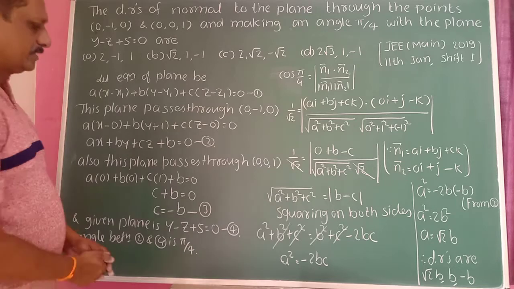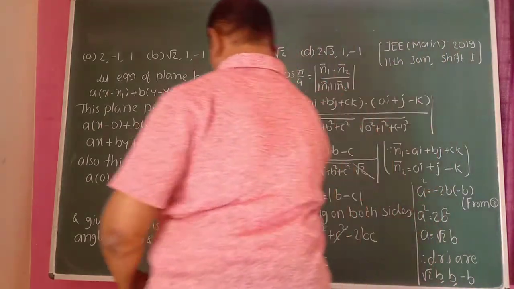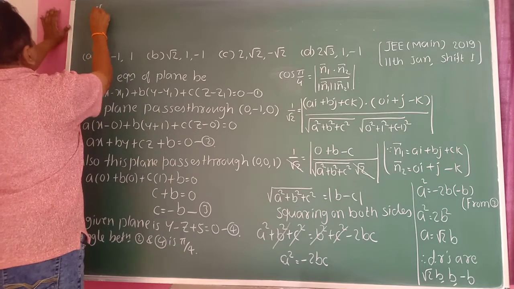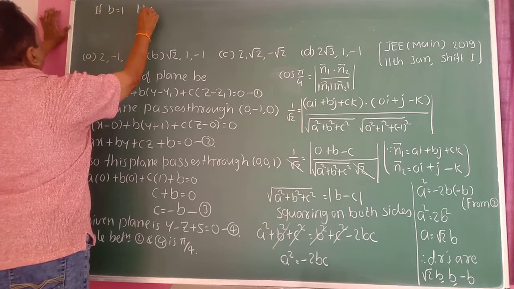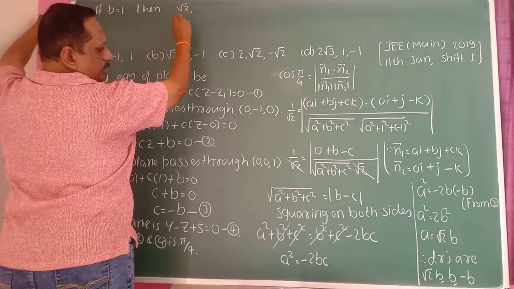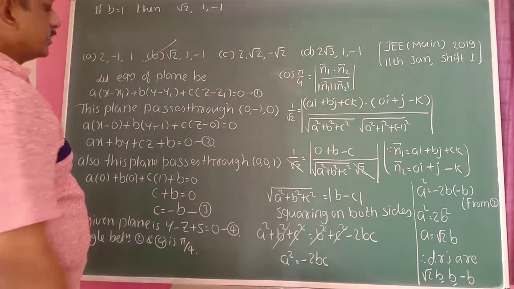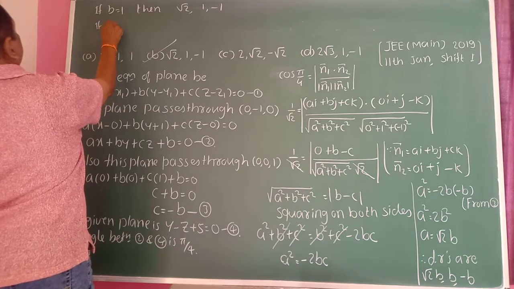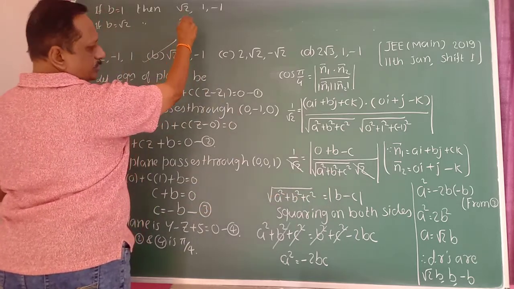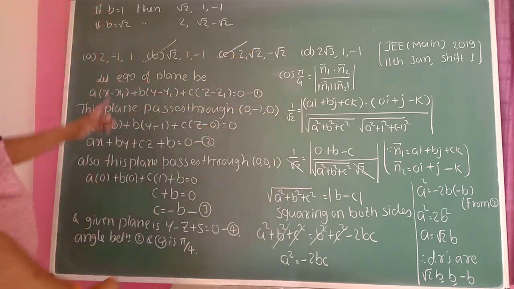Suppose b value is 1. It is true for all the values of b. If b is equal to 1, you will get root 2, 1 and minus 1. You will get a second option here. Suppose b is equal to root 2. Then substituting, root 2 into root 2 becomes 2, then root 2, minus root 2. So both options are correct here.